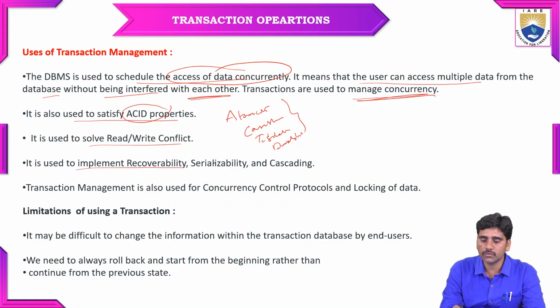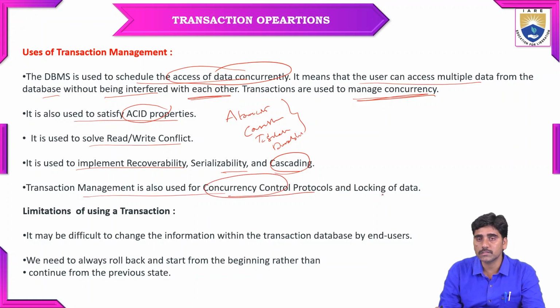It is used to implement recoverability, serializability, and cascading. It is also used for concurrency control protocols and locking of data. Transactions are used to lock your data and provide security or privacy to the data from other users.